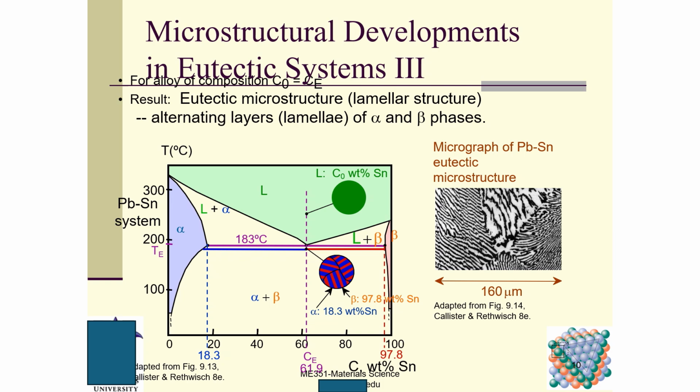And so this is a micrograph of the lead and tin eutectic microstructure. This is very, very beautiful. Do you guys agree? Just like the tiger, the skin is very, very beautiful.